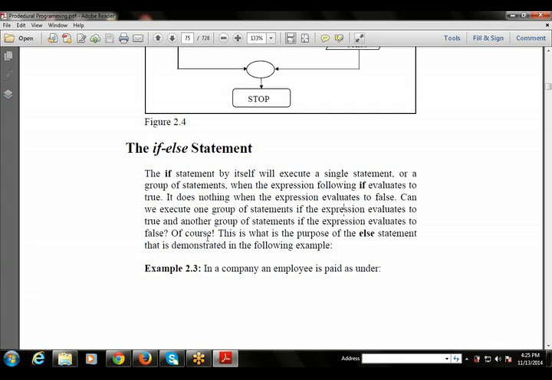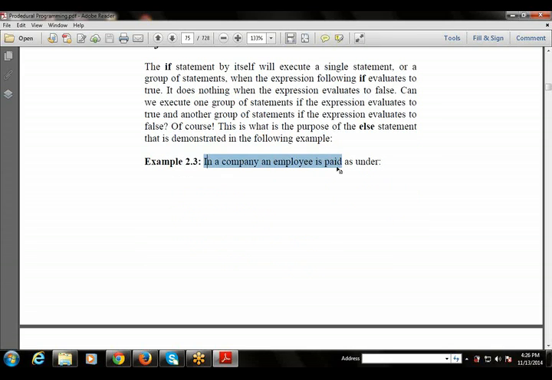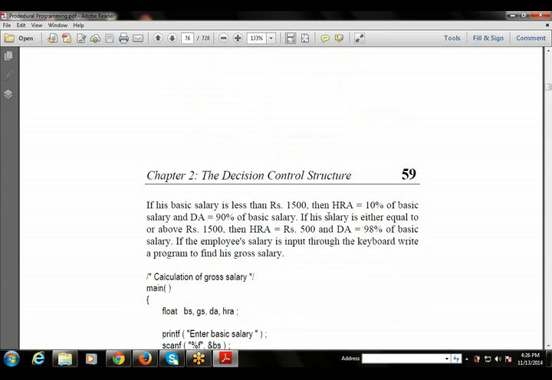That is, we are using statements for both when the condition is true and when the condition is false. Till now we have discussed only one scenario, in which we gave a set of statements only when the condition is true. That is the purpose of the else statement, the if-else condition statement. In a company, an employee is paid as under.